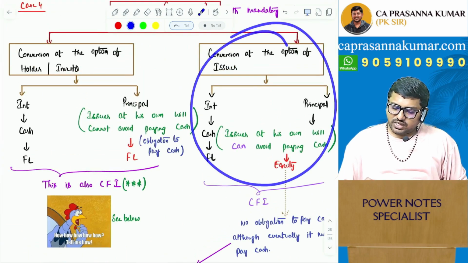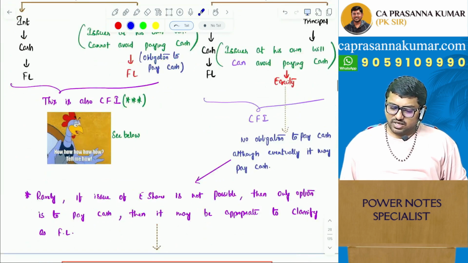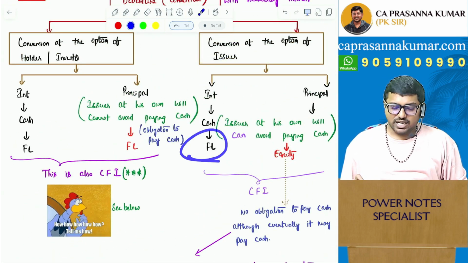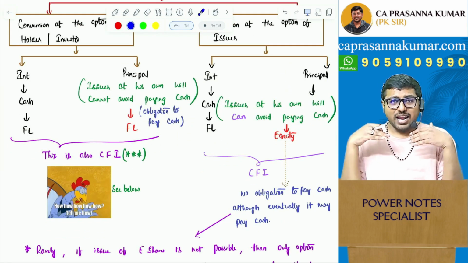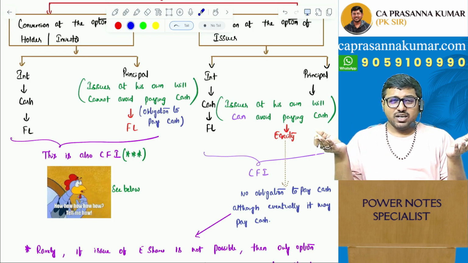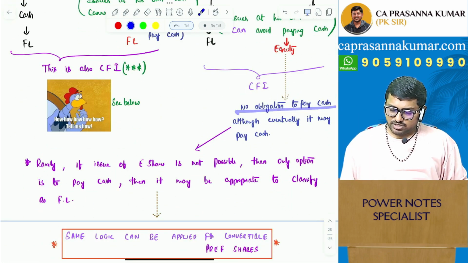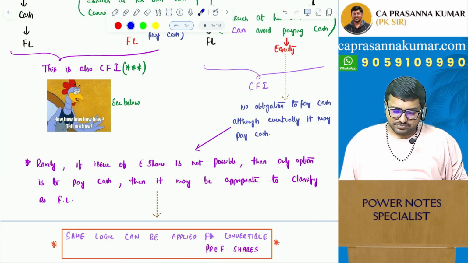Now come back here. In this case, when the conversion option is in the hands of the company itself, that is the issuer, it is a plain vanilla case. Here we told that for the interest payment, there is a contractual obligation to pay cash, so it will be classified as a financial liability. Whereas when it comes to principal, because it is in your hands whether you want to convert that into equity shares or just redeem the debentures, there is no contractual obligation, therefore it is classified as equity. So no obligation to pay cash, although eventually it may pay cash. That will be ultimately your choice, na?